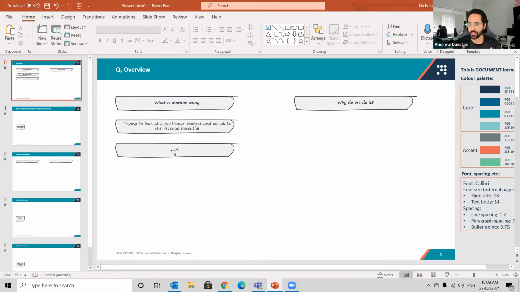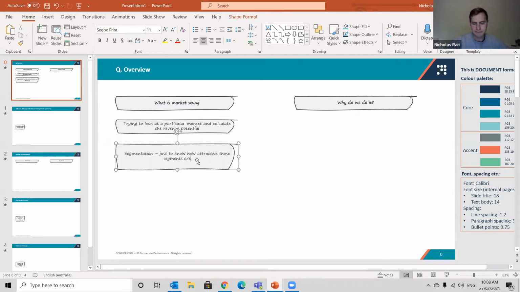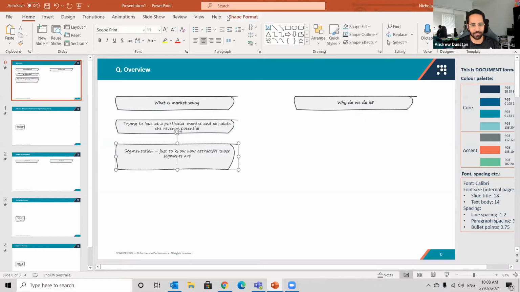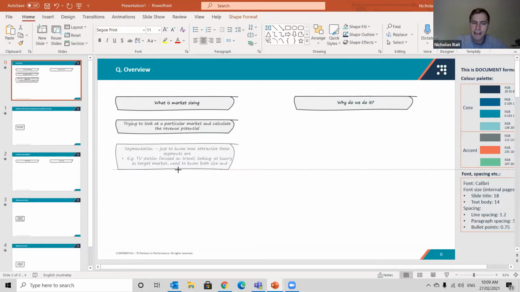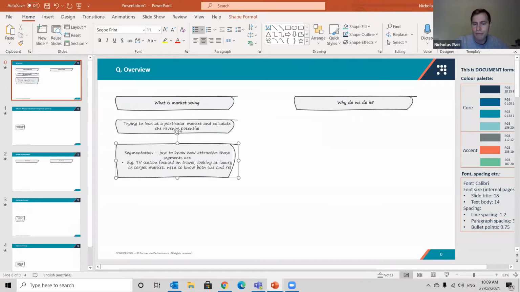Sometimes you'll need to do it with segmentation, just to know how attractive those segments are. You need to know how big they are. And when you say segments, what are the types of segments that you might see? A good example is one of the cases we looked at here, a TV station that focuses on travel. They're looking at budget travelers and luxury travelers, etc., as their target market. In order to work out which of those is the most attractive, you have to firstly know how big they are, and secondly, know whether you can sell them stuff. Yep. So in that case, it was size and relative attractiveness. Yeah.